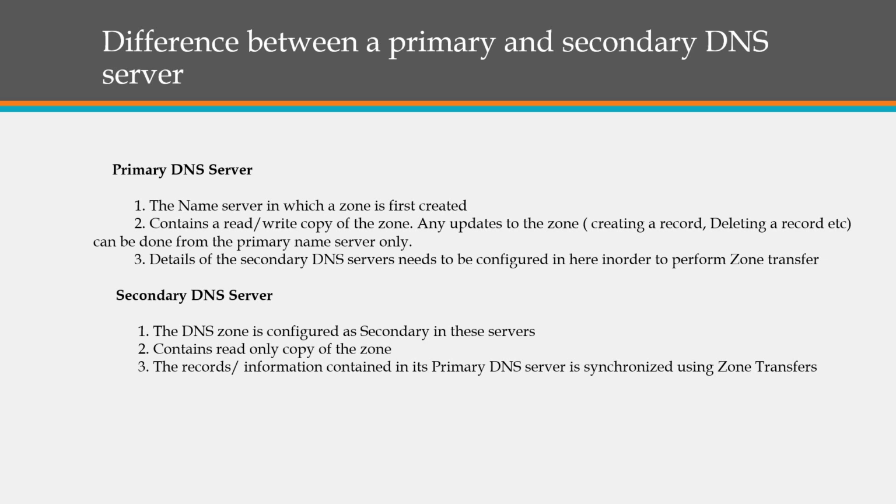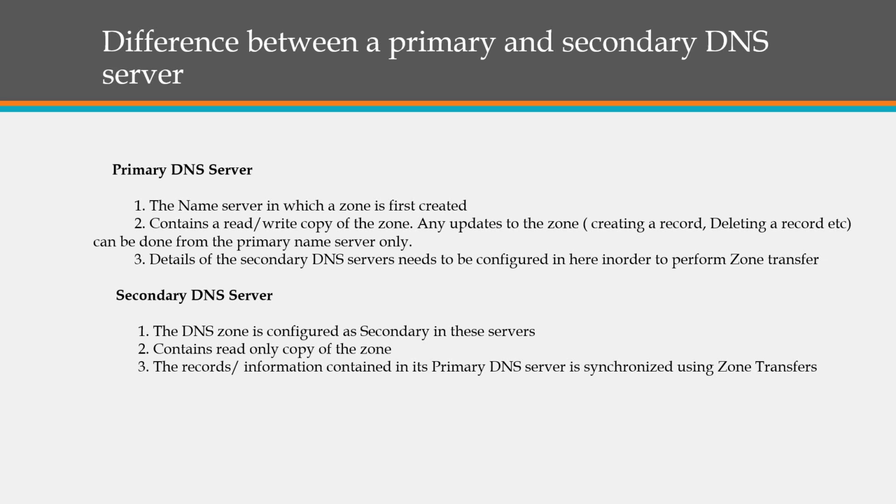That is, any updates to the zone, like creating a record, deleting a record, etc., can be done only from a primary name server. And also, details of the DNS servers need to be configured in the primary DNS server in the form of NS records. Again, this NS record we will be going through in some time.